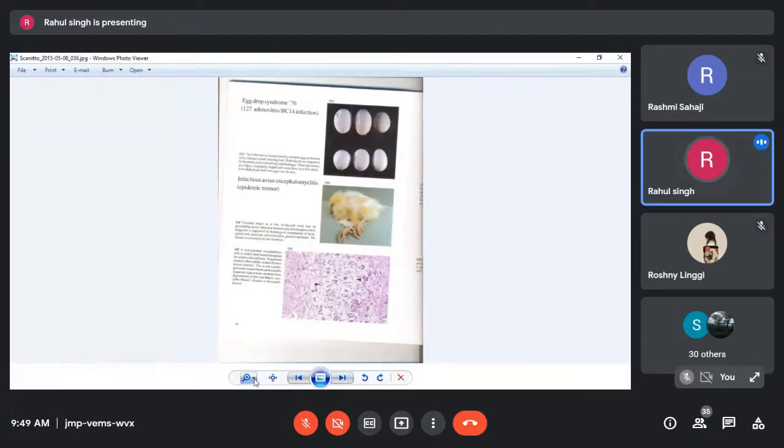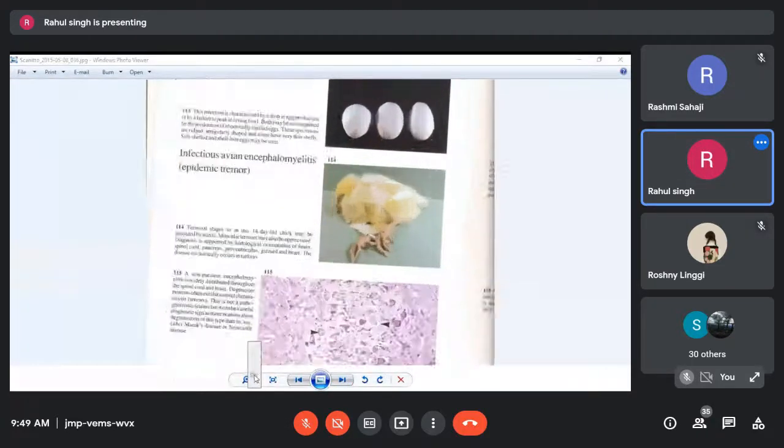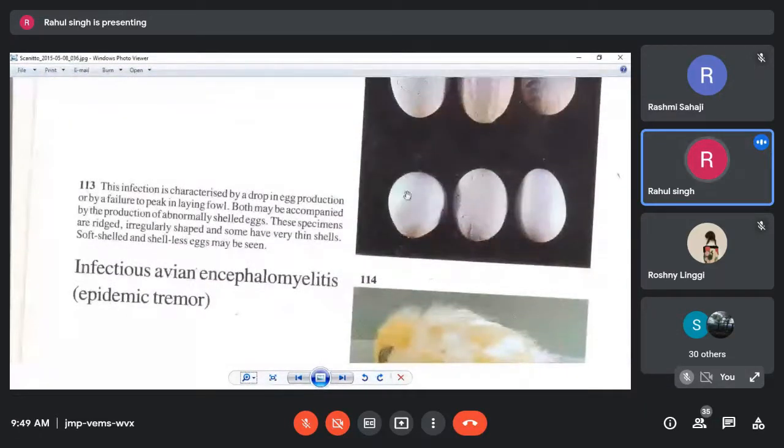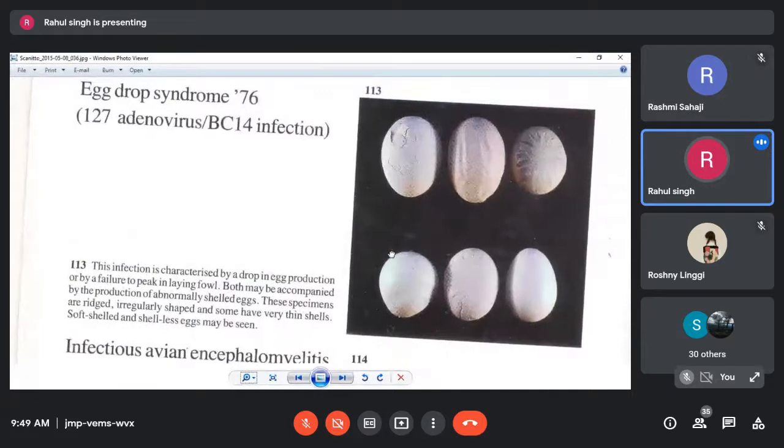Now, egg drop syndrome. Similarly, in egg drop syndrome, the major finding are the eggs. You can see thin-shelled egg, very thin-shelled egg. Literally, minimum deposition is there. And you can see abnormally shaped eggs here. All right. These are the important findings in the EDS.